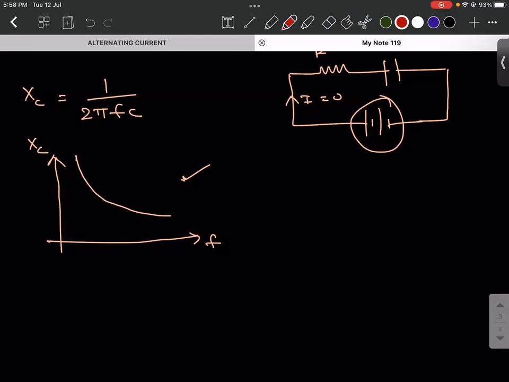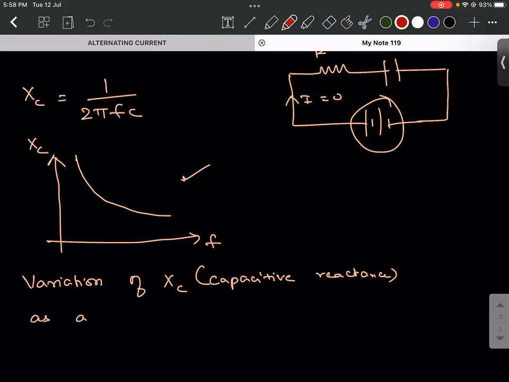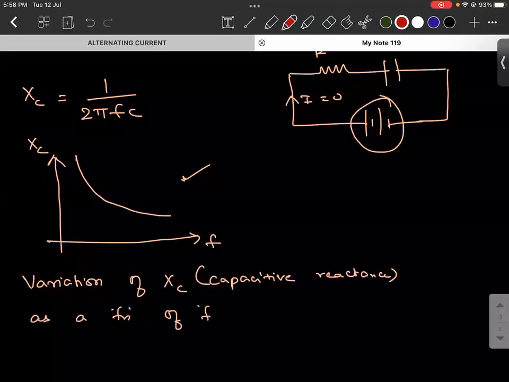This is the graph for variation of, write it down, variation of Xc. That is, Xc is capacitor reactance as a function of F. F is frequency.